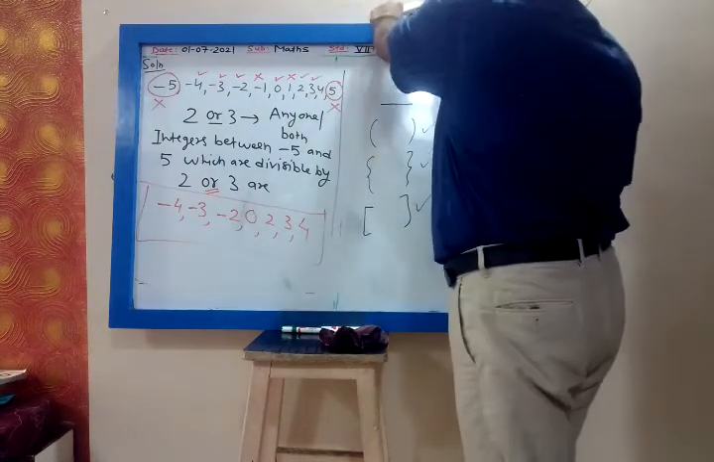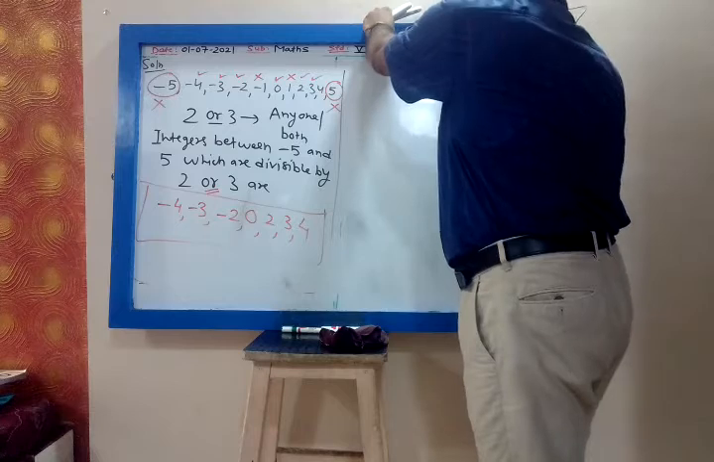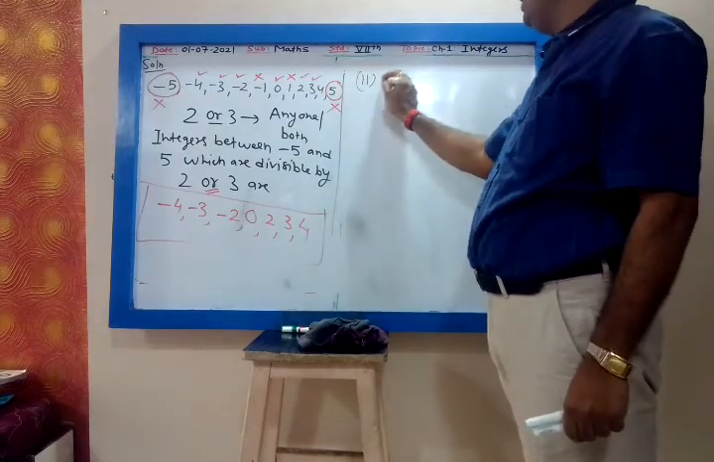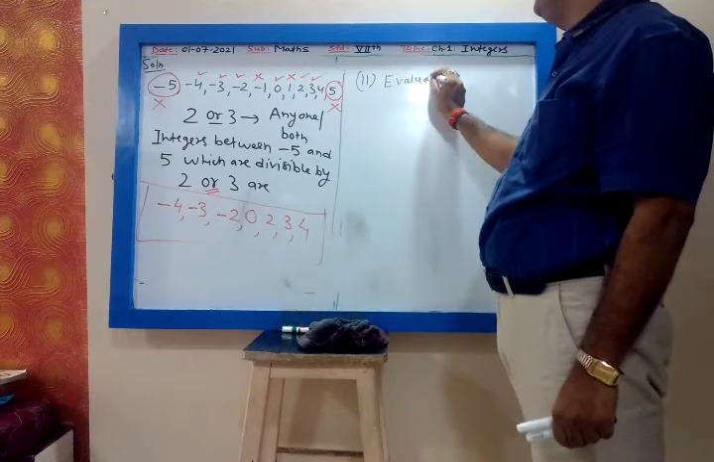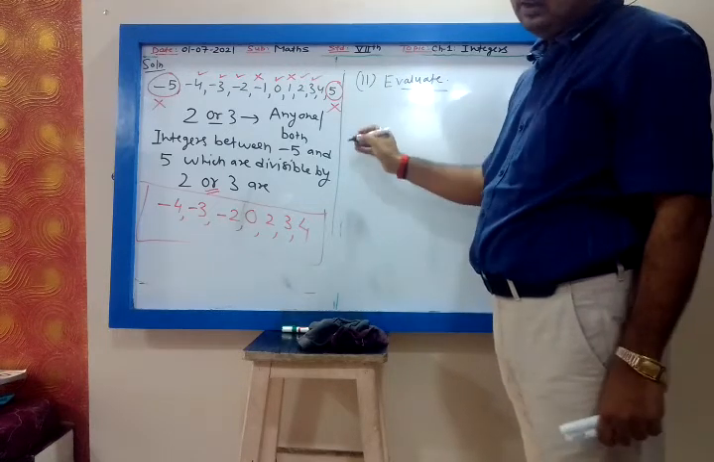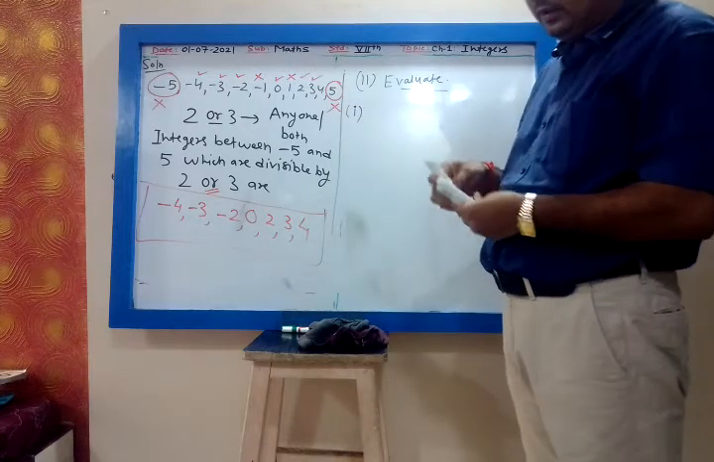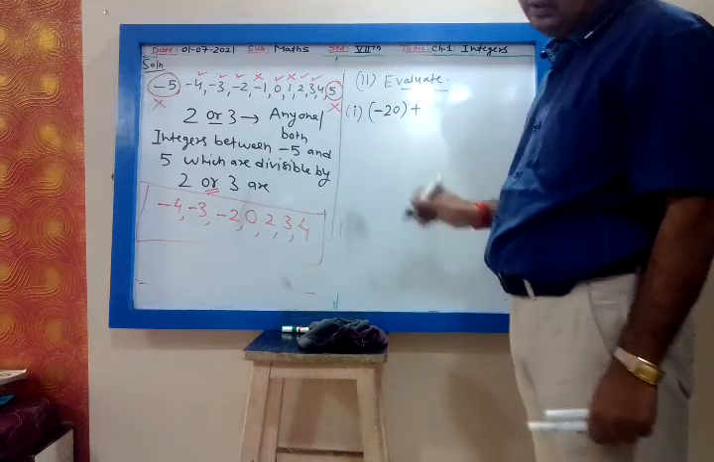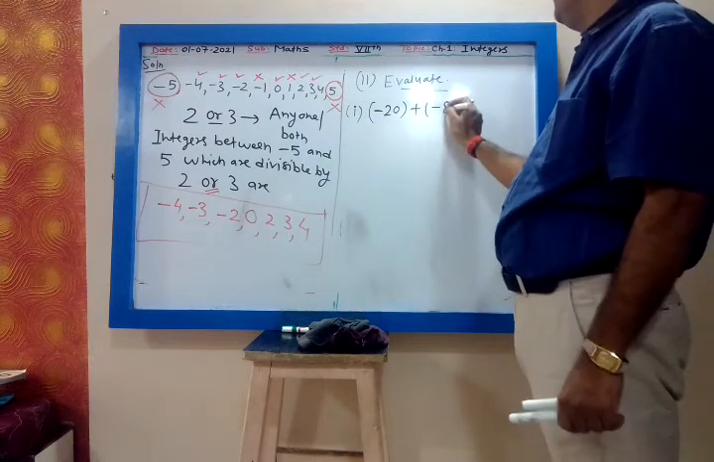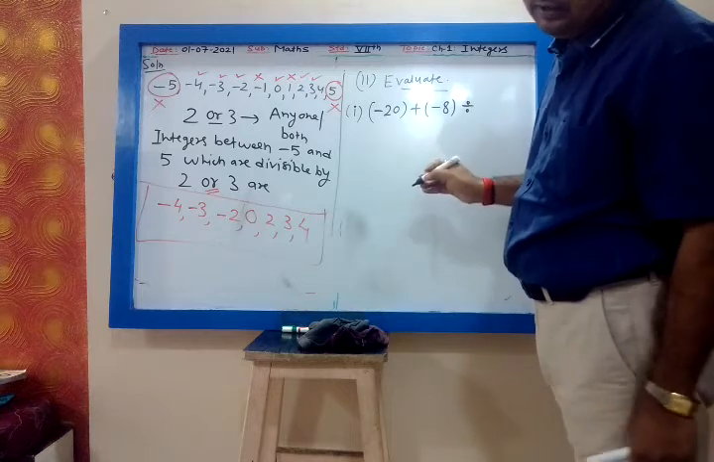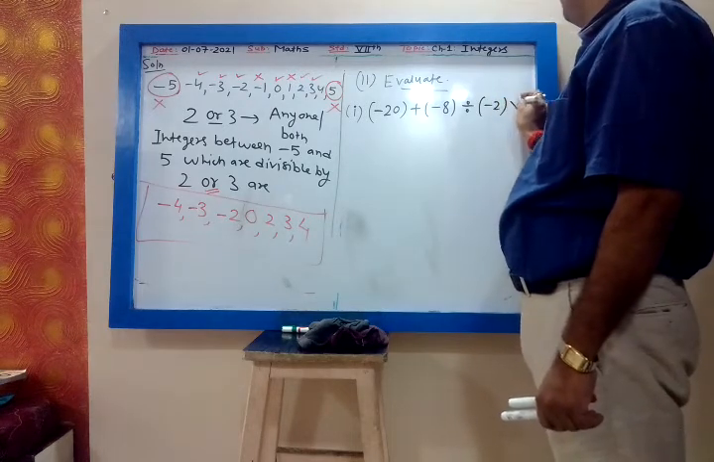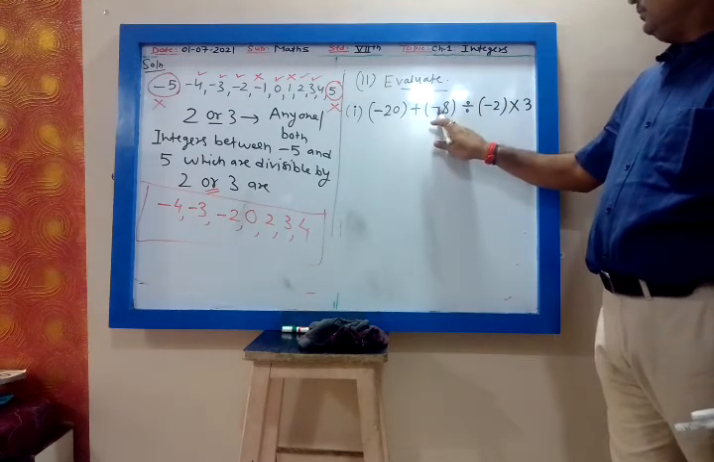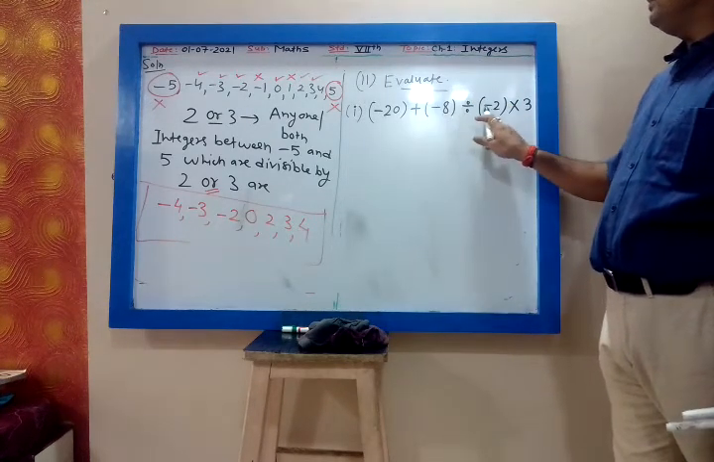So this type of problems we have already done. Let me write all the problems. Evaluate. I am writing the question because some of you do not have the textbook. Minus 20 plus minus 8 divided by minus 2 into 3. First you will perform which operation? Minus 8 divided by minus 2 you will perform.